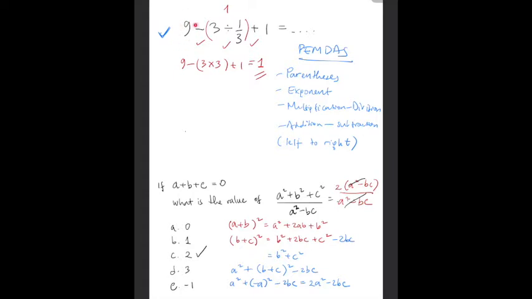If you have 9 minus 3 divided by 3 plus 1, the middle part is division, and the others are subtraction and addition. We need to make division our first calculation. So 3 divided by 3 is 1, and 9 minus 9 plus 1 is 1. So remember PEMDAS: parentheses, exponent, multiplication, division, addition, subtraction, and if they are all the same level, you go from left to right.